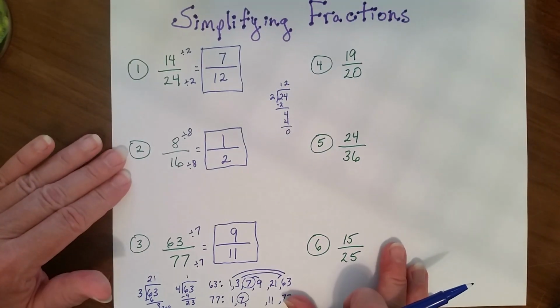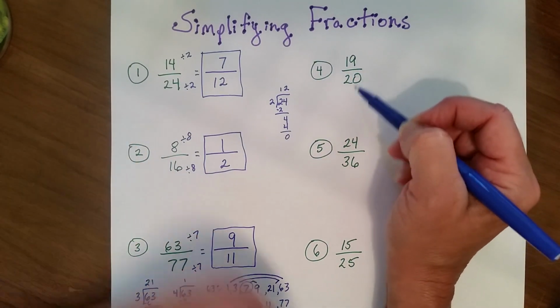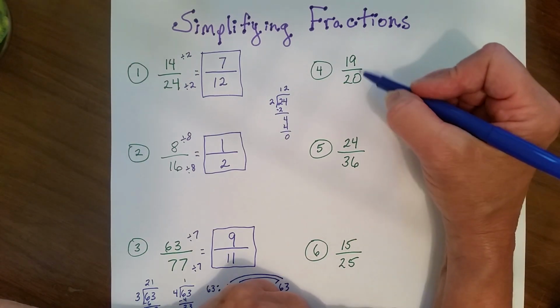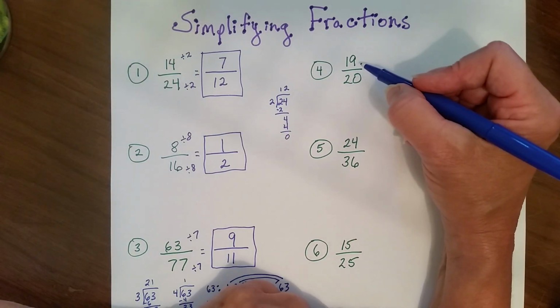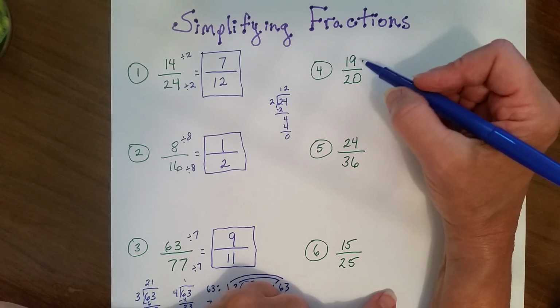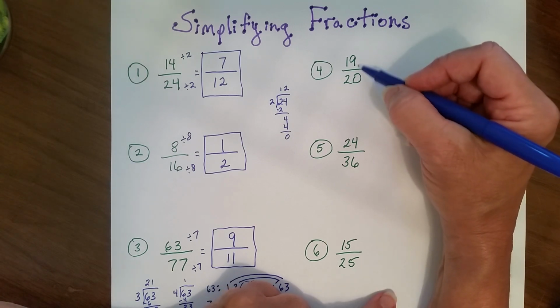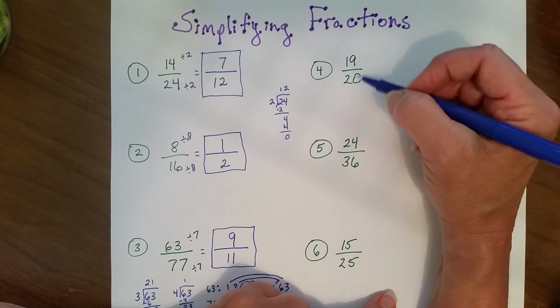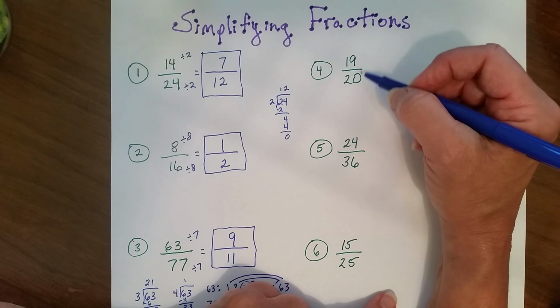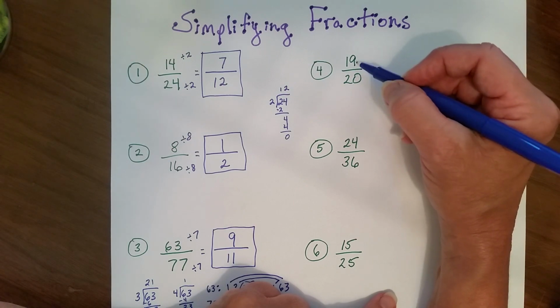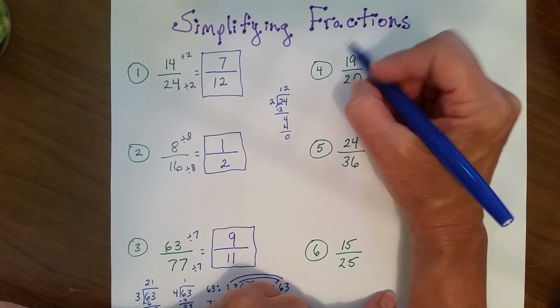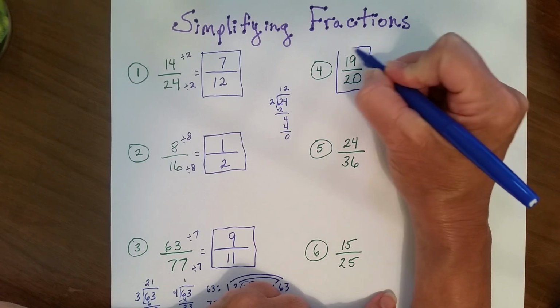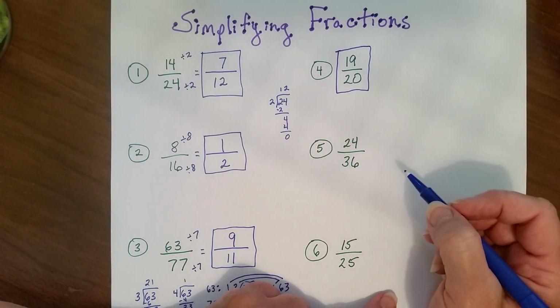Okay, up here, number 4, 19 over 20. Okay, 19 is prime. The only factors of 19 are 1 and 19. 20 and 19 have no common factors. I can't divide by 2, I can't divide by 3, I can't divide both of them by 4. They're not divisible by 5, not both of them. Anyway, you could keep looking, but that is your final answer. It does not simplify further.